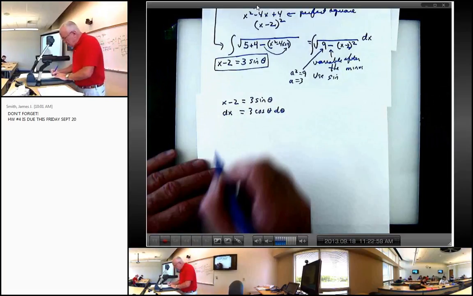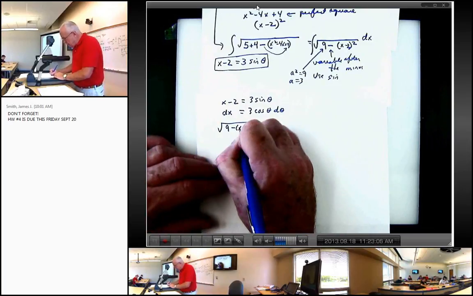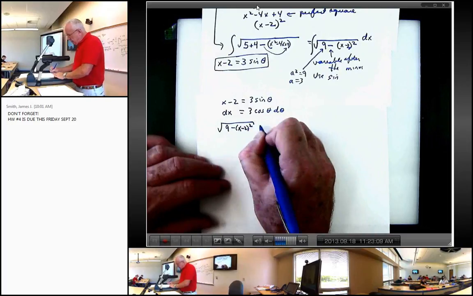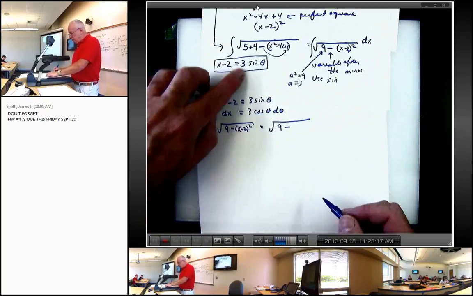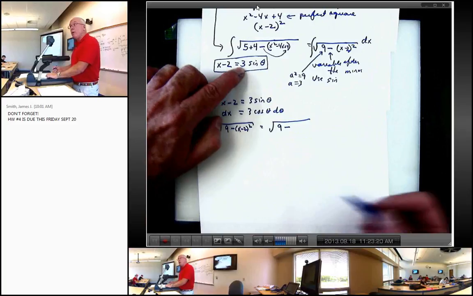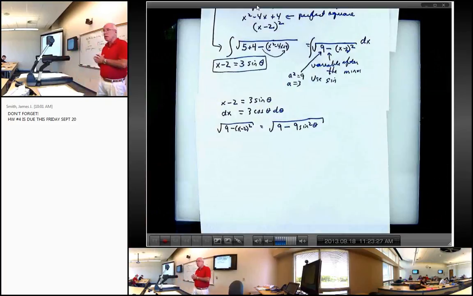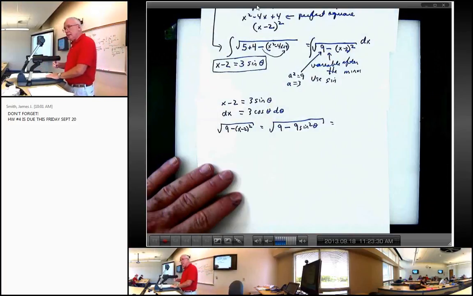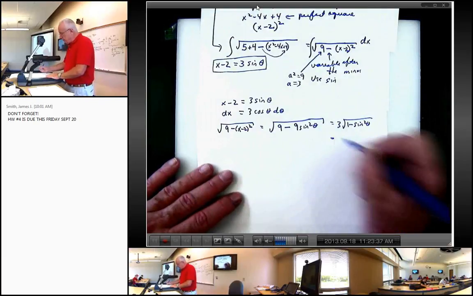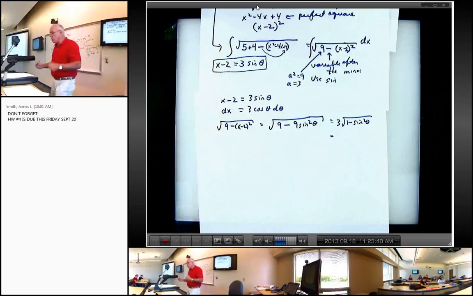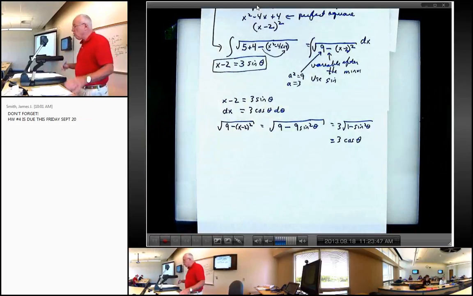And our radical here is the square root of 9 minus x minus 2 squared. That's going to be changed to the square root of 9 minus, now x minus 2 is equal to 3 sine of theta, so when we square it, we get 9 sine squared of theta. We just square it. Then we can take the 9 out from the radical and make it a 3 in front: 3 times the square root of 1 minus sine squared of theta, which is the square root of cosine squared. So I end up getting 3 cosine of theta as my radical expression.